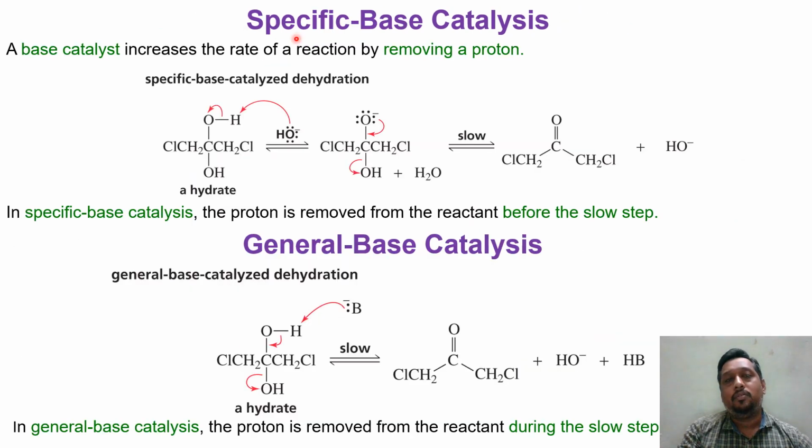Specific base catalysis. In general, a base catalyst increases the rate of a reaction by removing a proton. Specific base catalyzes dehydration of substrate hydrate. In specific base catalysis, the proton is removed from the reactant before the slow step. As you can see here, the hydroxide ion removes a proton from the substrate before the initiation of a slow step, thereby eliminating water to give the desired product. In general base catalysis, the proton is removed from the reactant during the slow step to afford the desired compound.